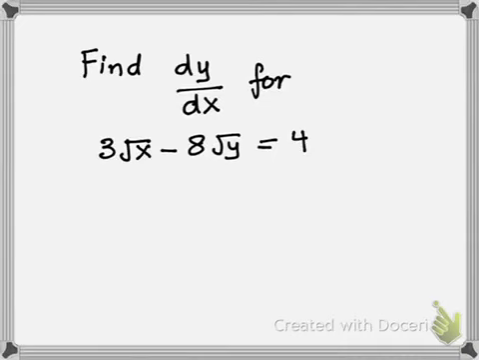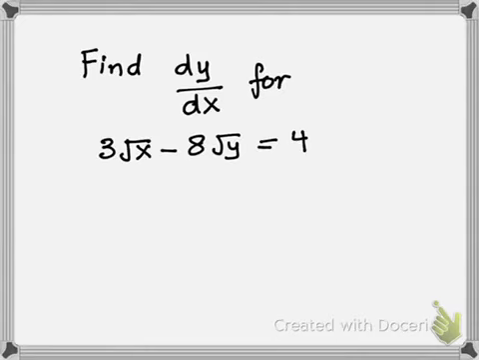I'm going to do this problem on implicit differentiation, and as you can see on my screen, the question is: find the rate of change of y with respect to x, that's dy by dx, for the following equation. I won't call it a function. For the following equation, 3 square root of x minus 8 square root of y equals 4.